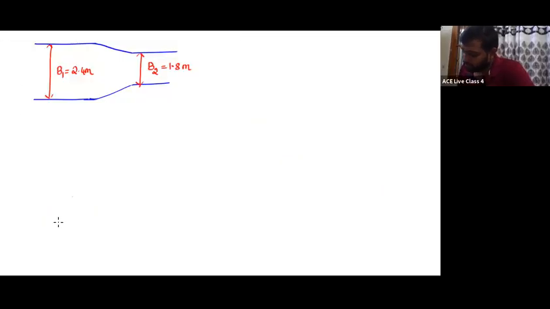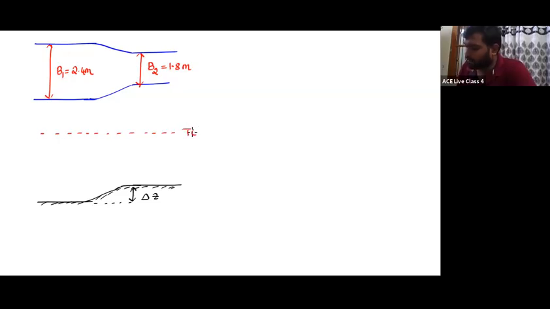So now, how much rise should be there over this transition? How much rise is going to be there over this transition? And they mentioned that it is going to be frictionless. This is a total energy line.